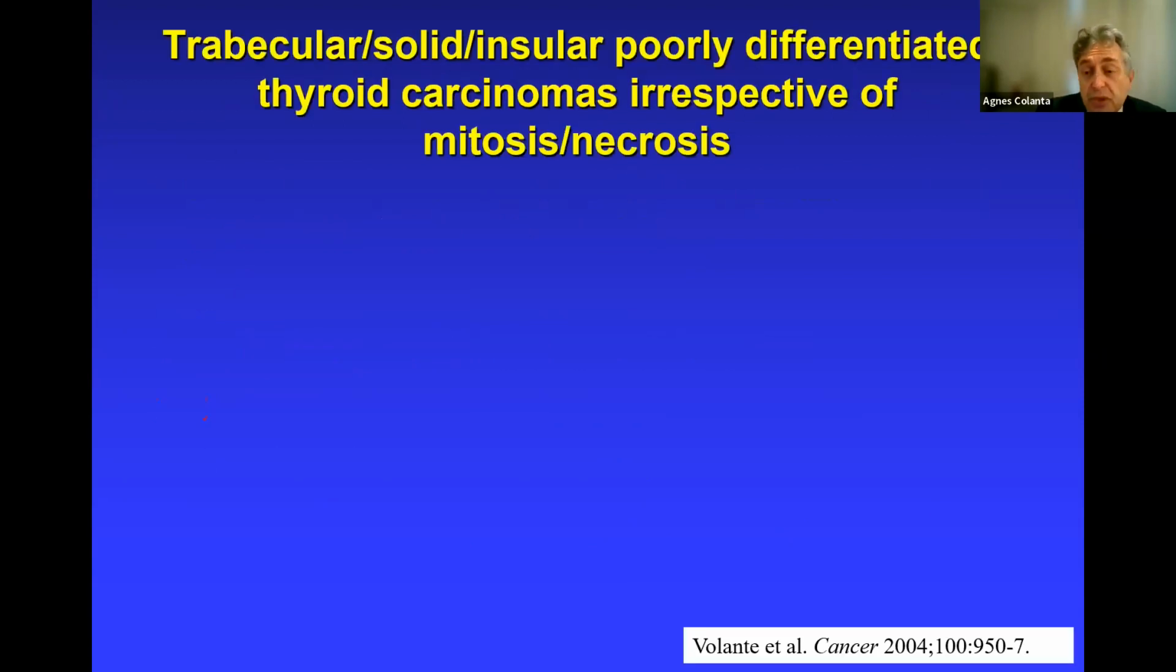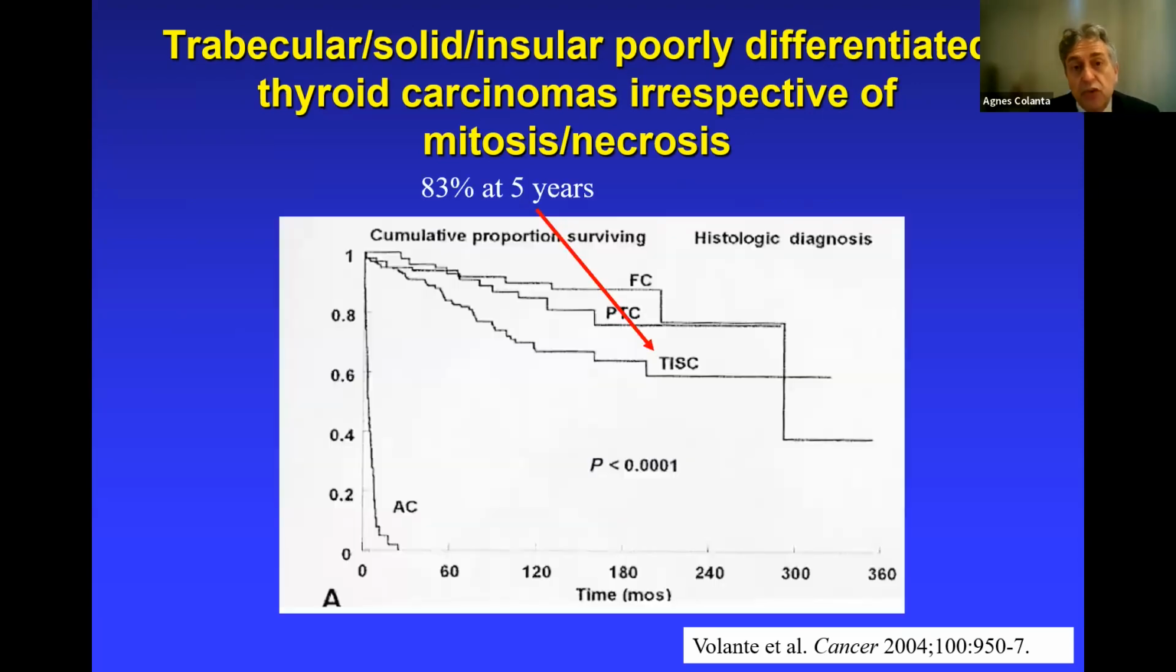The first one was done in 2004 by this very good group from Italy, Dr. Mauro Papotti, where they defined poorly differentiated thyroid carcinoma on the basis of trabecular, solid, insular growth pattern, irrespective of mitosis and necrosis. And if you look at their data, the cases are really in between well-differentiated thyroid carcinoma and anaplastic thyroid carcinoma, with 83% survival at 5 years.